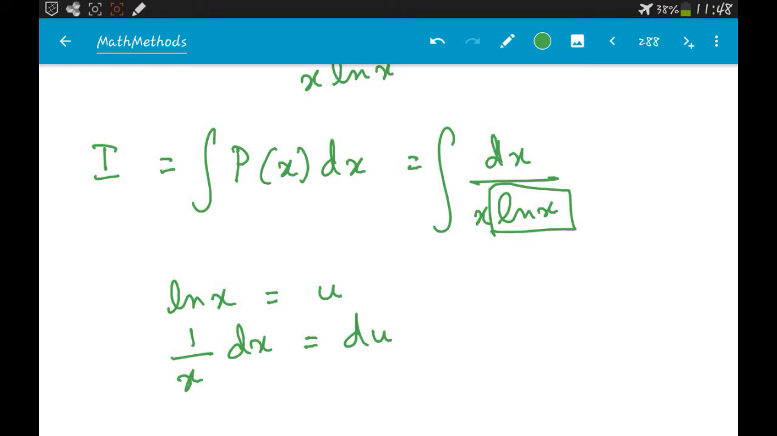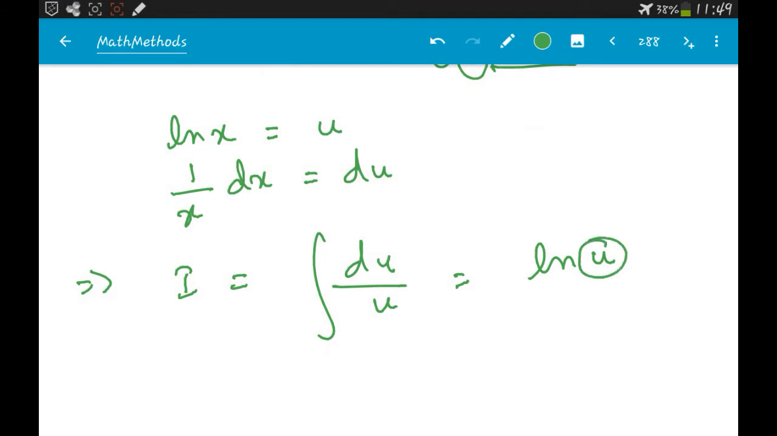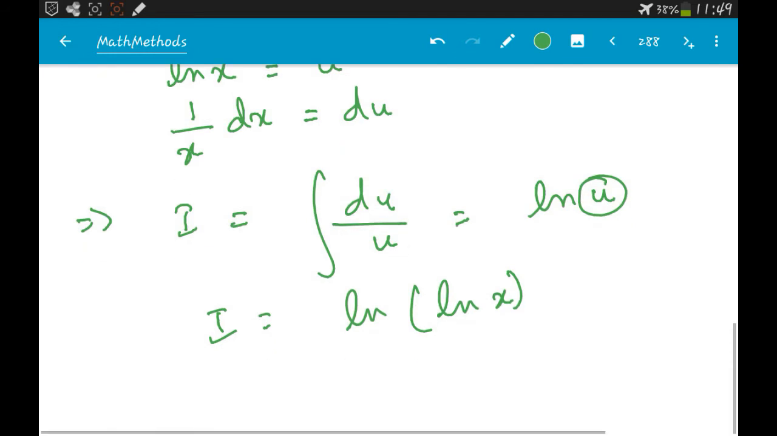Now dx by x is equal to du and ln x is equal to u. So your integrating factor becomes du by u. Now you can just integrate this and you will get ln u. Now you can substitute for u in terms of x, so you will get ln of ln x. So this is your integrating factor.